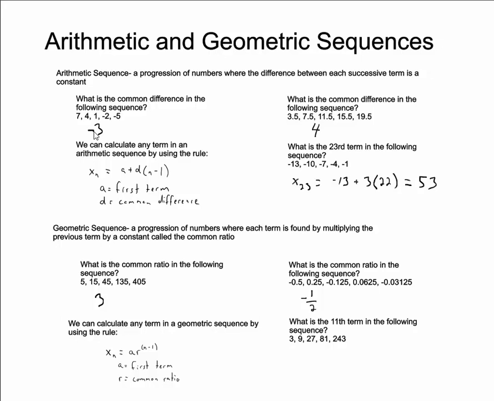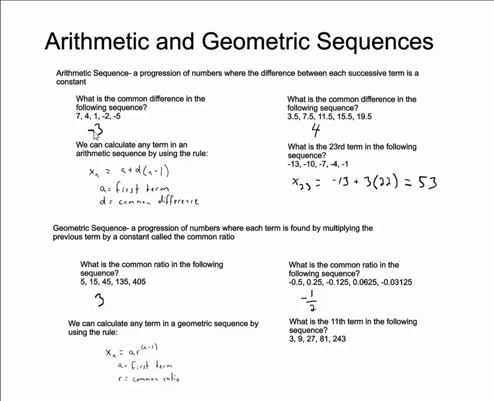Like with arithmetic sequences, we can calculate any term in a geometric sequence using a simple rule. That rule is x sub n equals a times r to the n minus 1 power, where a is equal to the first term and r is equal to the common ratio. So let's figure out the 11th term in the following sequence: 3, 9, 27, 81, 243. First, we'll find the common ratio, which is 3 by looking at it.